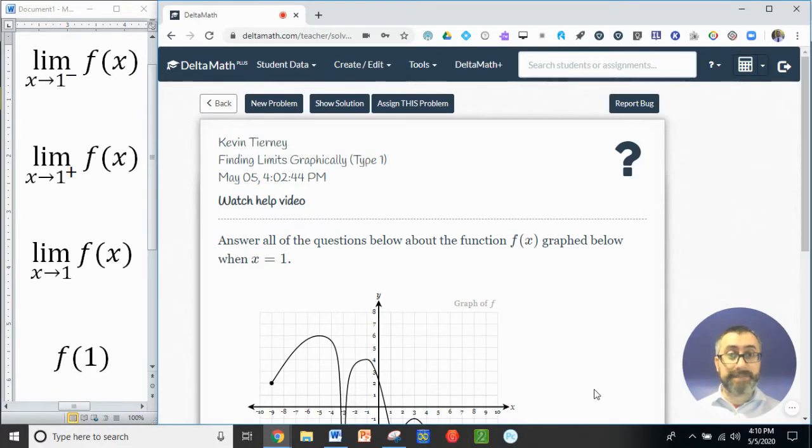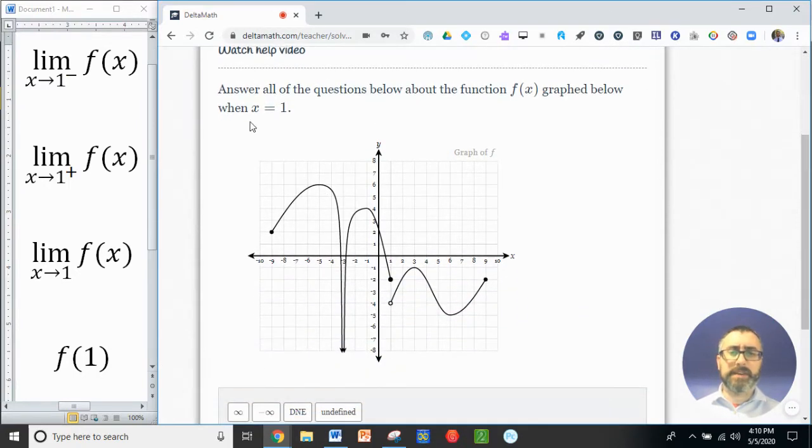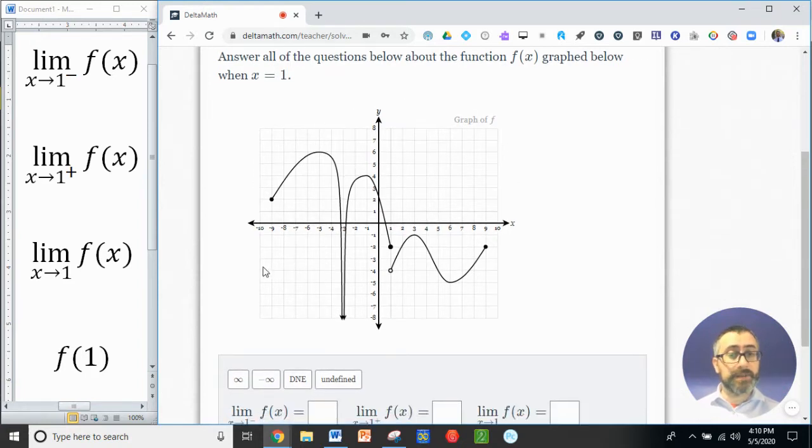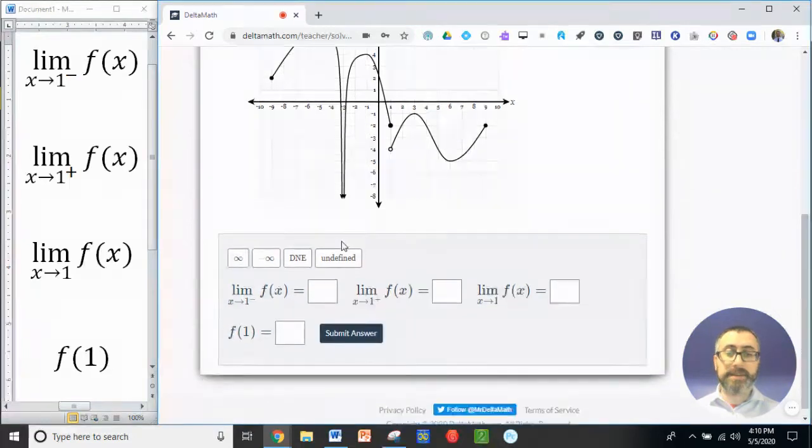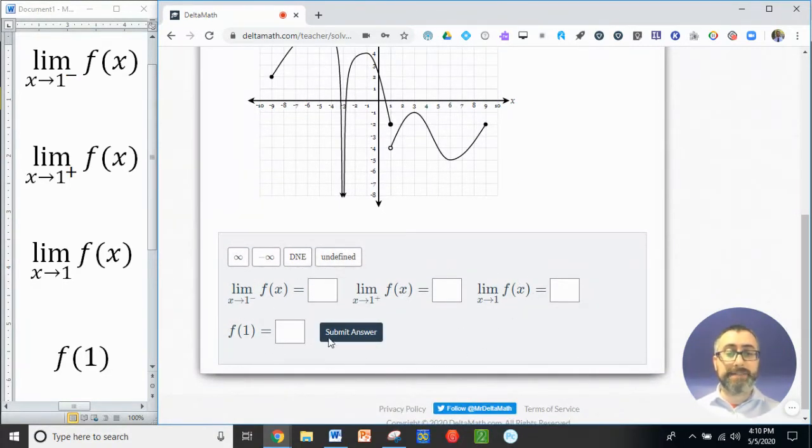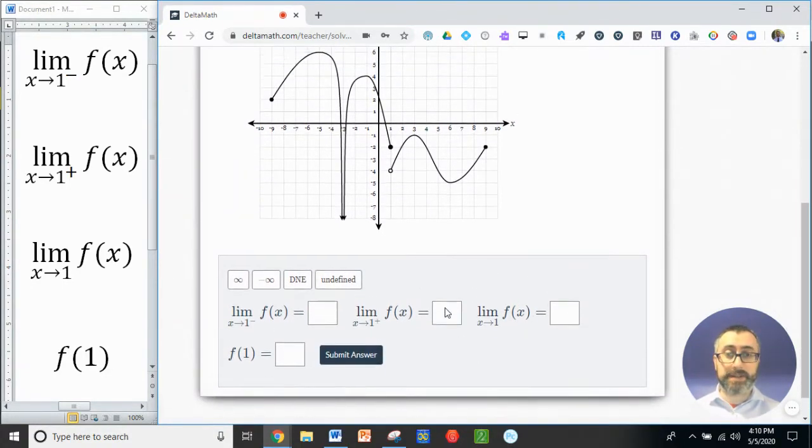Finding limits graphically. Today, we're going to use graphs to find limits of functions. Let's take a look at the first problem. Answer all of the questions below about the function f of x, graphed below, when x equals 1. Down here, we have our graph of f, the function that we're looking at, and down here, we have the questions that we'll need to answer.